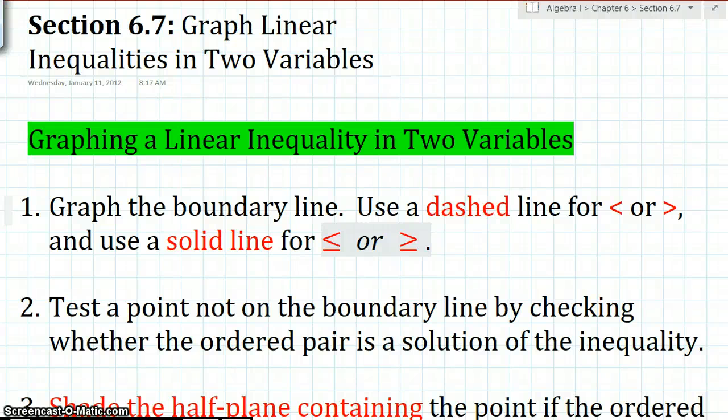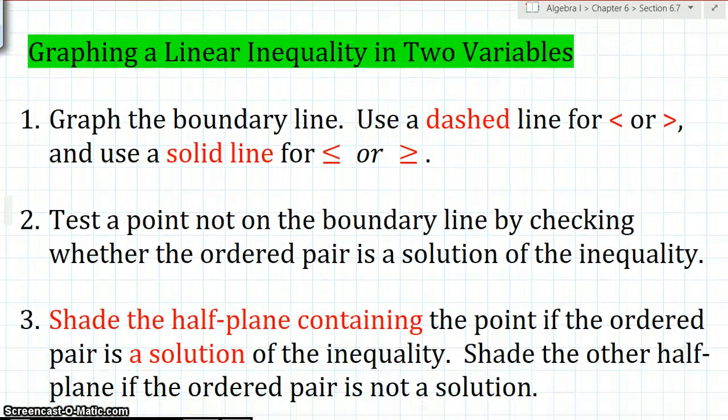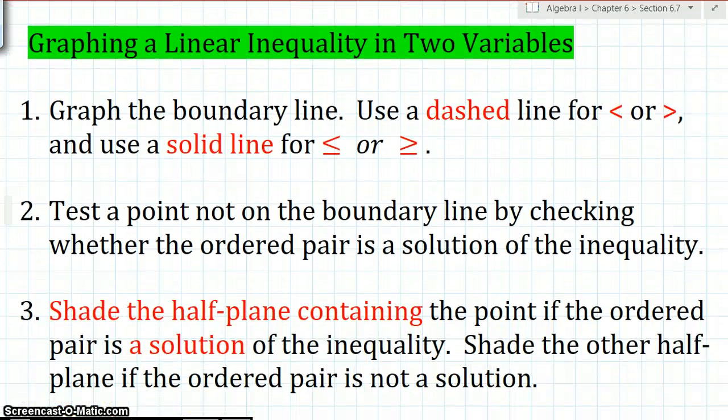Section 6.7 is on graphing linear inequalities in two variables. So now we have two variables, not just one, so when we graph, it's not just going to be a number line, we're going to graph on the coordinate plane. Here are steps, just in case you forget exactly how to do this, you can look back on these steps on how to graph inequalities in two variables.